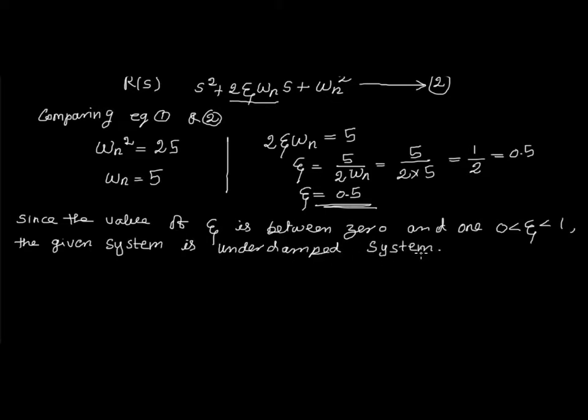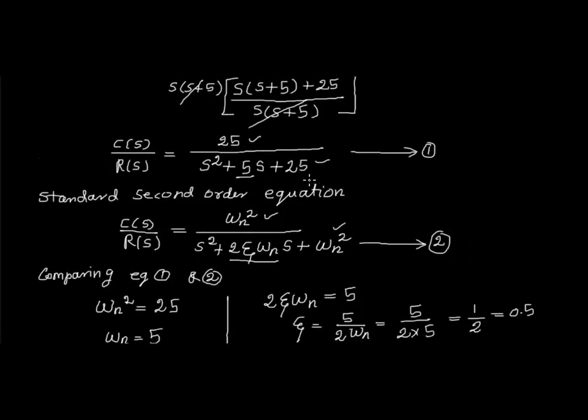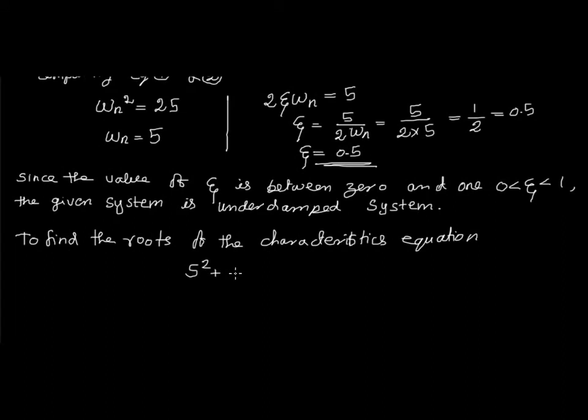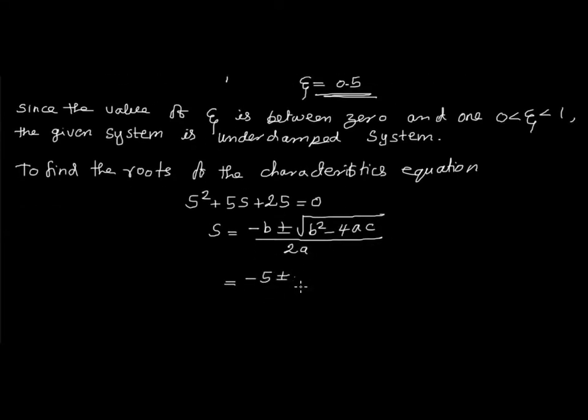Now we can find the roots of the characteristic equation. For an underdamped system, the roots of the characteristic equation will be distinct and complex. So let us find the roots of the characteristic equation. Here the equation is s square plus 5s plus 25 equal to 0. So now we can apply the formula s equal to minus b plus or minus square root of b square minus 4ac, divided by 2a.